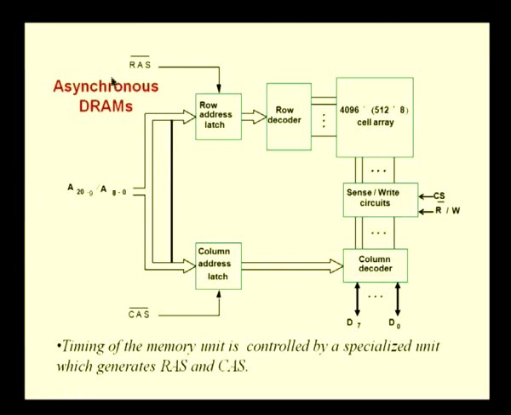What is important in this structure is the RAS and CAS signals and how they are generated. The timing of the memory unit is controlled by a specialized unit which will generate the RAS and the CAS, because we need to first give the RAS, latch it and then give the CAS. So, the timing here is important. Normally we have special controllers for DRAM which will take care of generating this RAS and CAS circuitry.